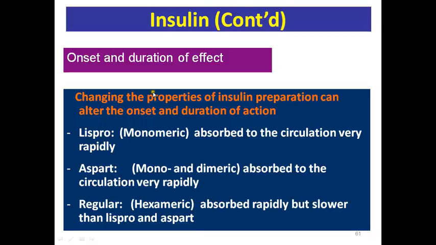Onset and duration of effect change with the properties of the insulin preparation. So if the insulin molecule is changed a little bit, it alters the onset and duration of action. So we have Lispro, which is monomeric and very rapidly absorbed. Aspart, which is mono and dimeric, is also absorbed rapidly. So these are short-acting ones. Regular is absorbed rapidly, but slower than Lispro and Aspart.